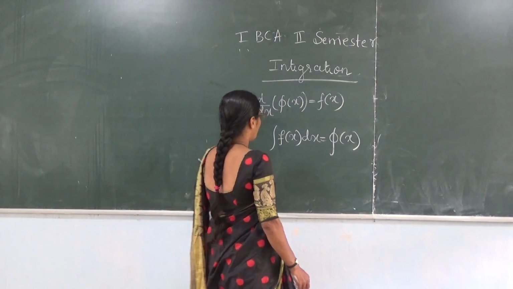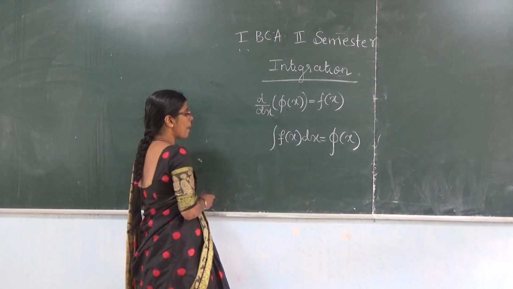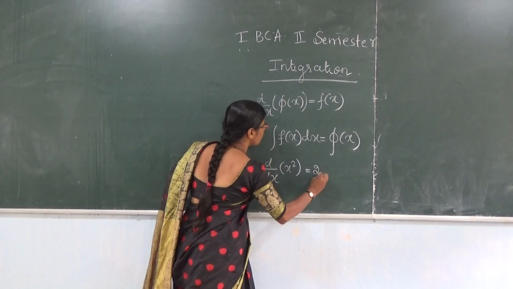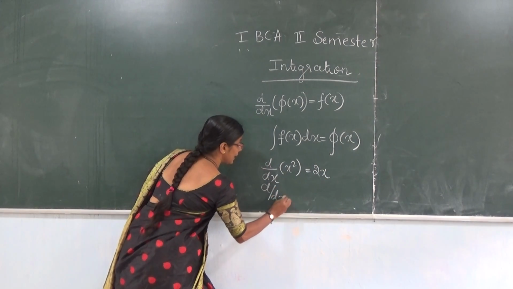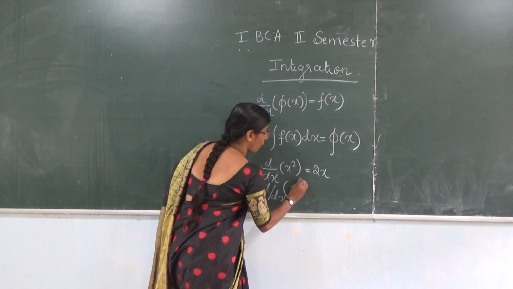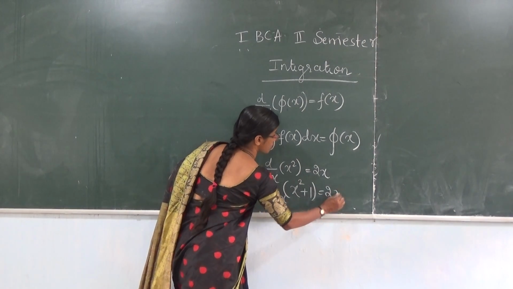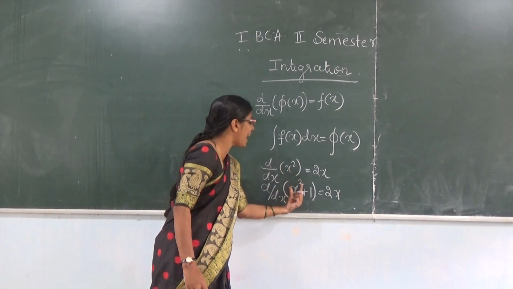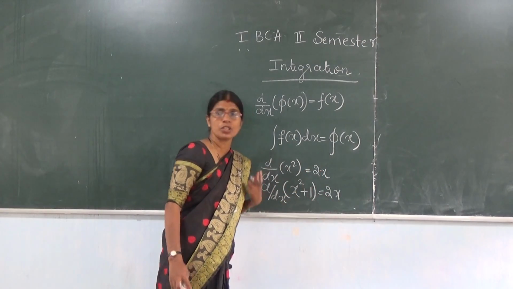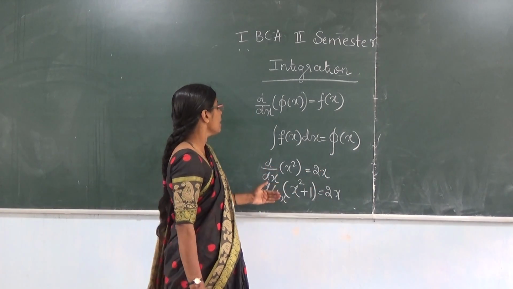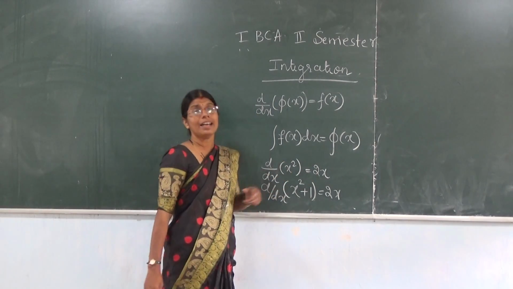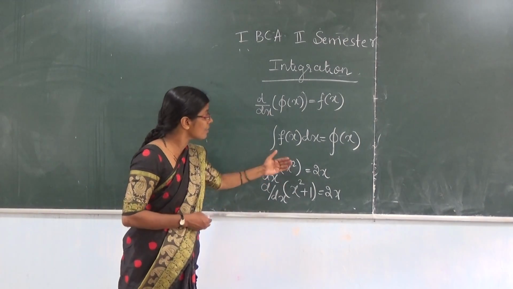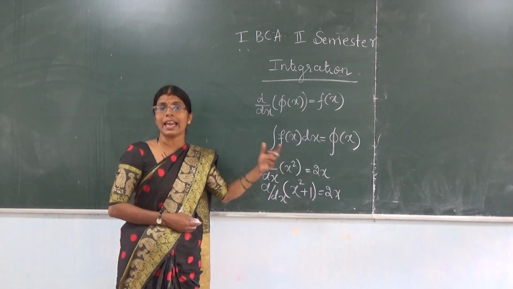Now consider, for example, you know that the derivative of x square is equal to 2x. Similarly, the derivative of x square plus 1 is also 2x, because you know that the derivative of 1 is 0. So when you consider the antiderivative of some particular function, it is not unique. You may get so many functions. You may get x square is the integral of 2x, or x square plus 1 is the integral of 2x. Or you can consider x square plus 2, x square plus 3 and so on.